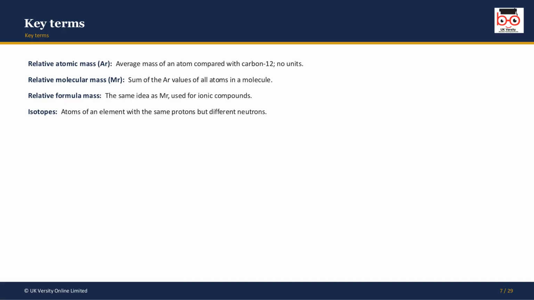Let's fix the terms. Relative atomic mass, AR, is the average mass of an atom compared with carbon-12, and it has no units. Relative molecular mass, MR, is the sum of the AR values of all the atoms in a molecule. Relative formula mass is exactly the same idea, just the name we use for ionic compounds. And isotopes, remember, are atoms of an element with the same number of protons but different numbers of neutrons.